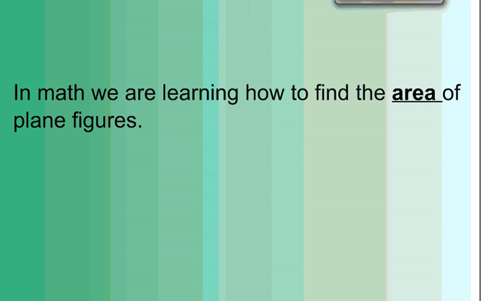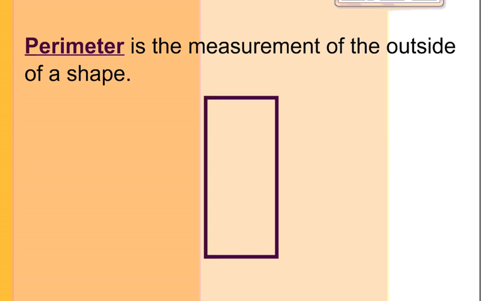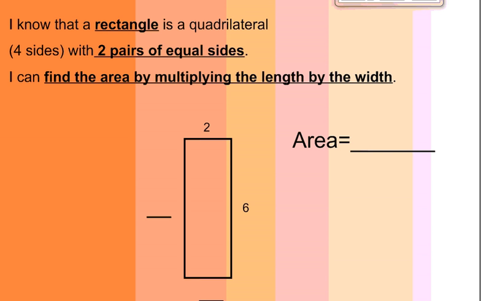In math, we are learning how to find the area of plane figures. Area is the measurement of the inside of that shape, and when we measure area, we measure in square units. Those square units could be centimeters, meters, or feet, depending on the size of your square that would fit in the shape. Perimeter is the measurement of the outside of a shape, but today we're going to focus on area.